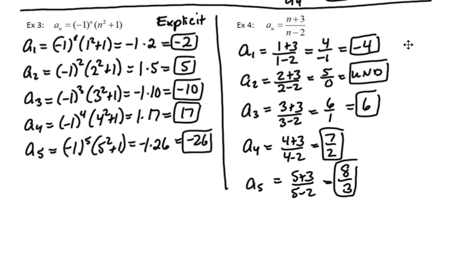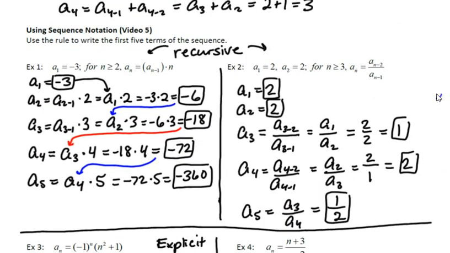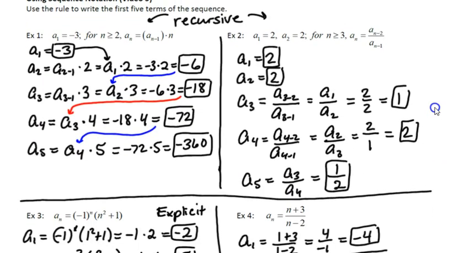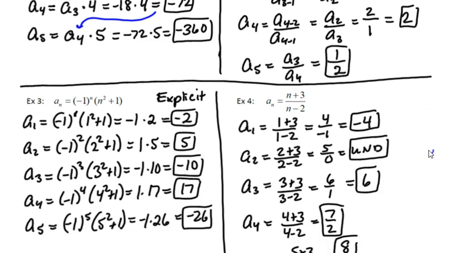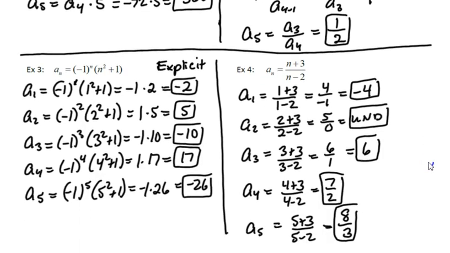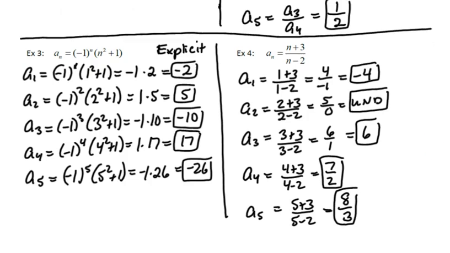Recursive rules are great for technology. They're great for generating the first few terms. Explicit rules are better if you want to go specifically to any term in the sequence. Notice that none of these sequences are arithmetic or geometric. They're just kind of different sequences. I mean, they all have their own little pattern, but none of them are arithmetic or geometric. So just because something has a pattern doesn't mean it fits in one of the categories that we looked at. There are many, many sequences with patterns that aren't arithmetic or geometric.